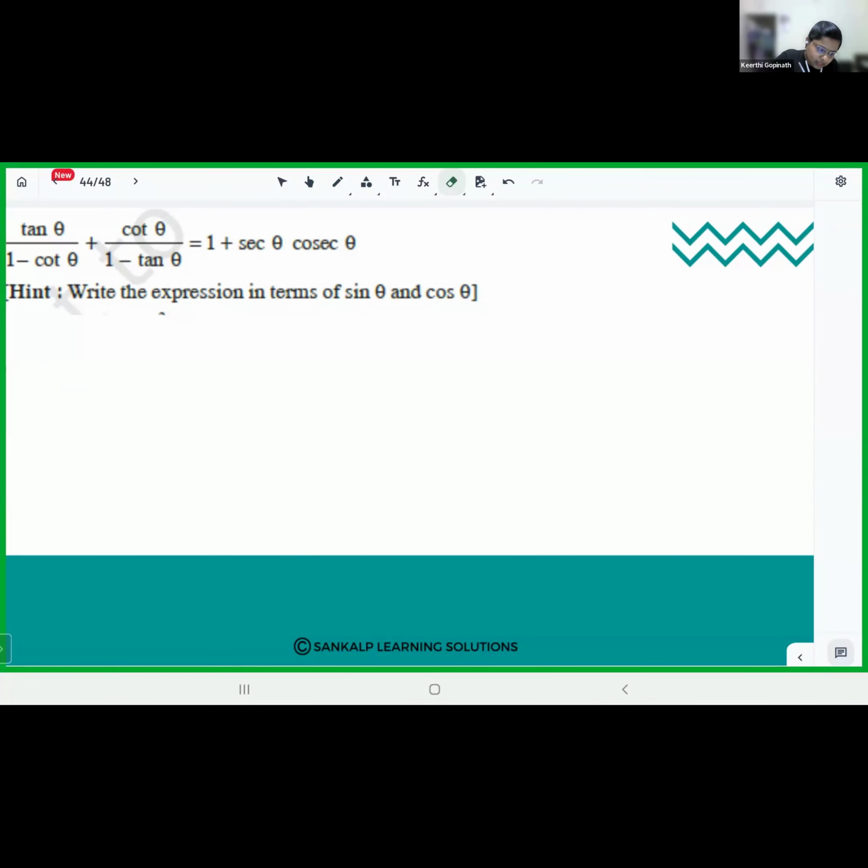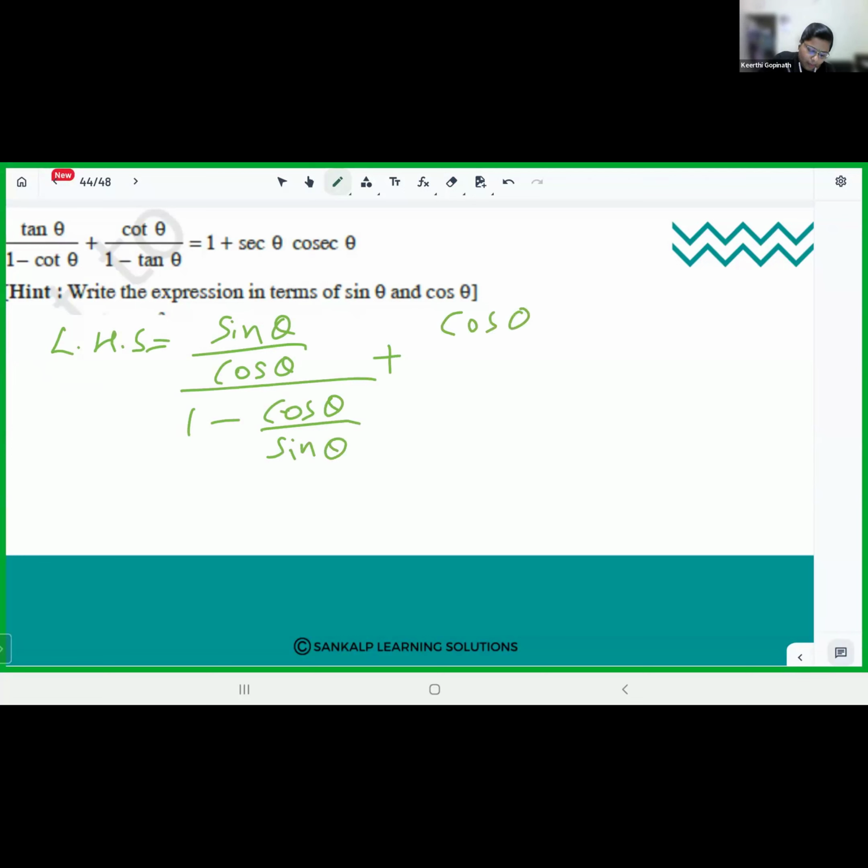I'm considering LHS, that is, tan theta can be written as sin theta by cos theta, right? So sin theta by cos theta by 1 minus cot theta, and cot theta can be written as cos theta by sin theta, plus cos theta by sin theta by 1 minus sin theta by cos theta. So what I have done? I have represented tan and cot in terms of sin and cos.